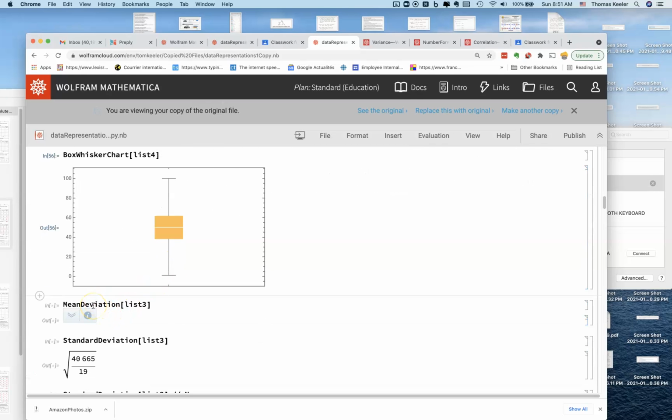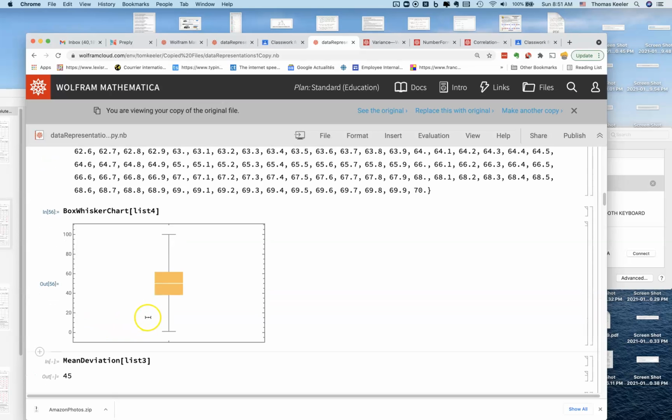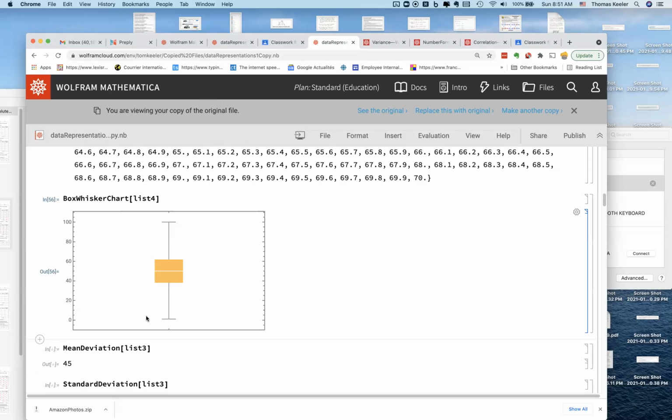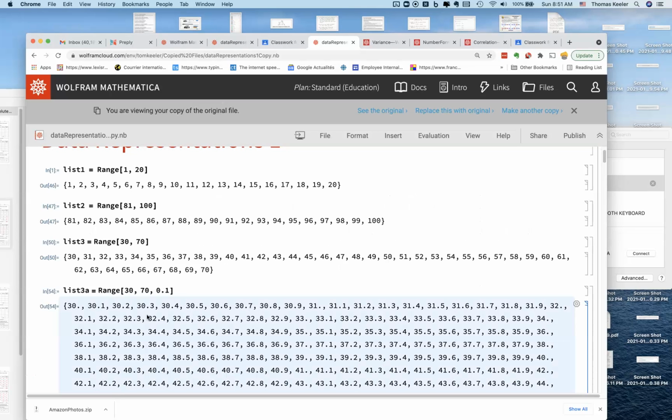Now, we're going to learn about mean deviation. So in other words, we find out what the mean is, and then we want to say how far in general from the mean you are. Okay, so before, the mean deviation of list 3 was very far apart. So we'll go back to that.